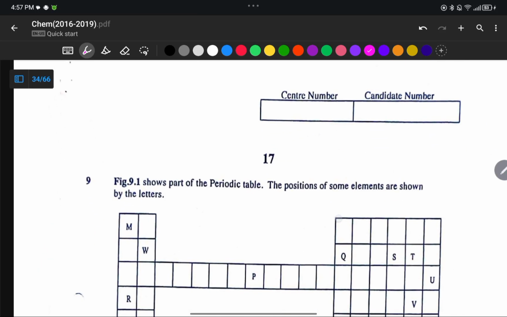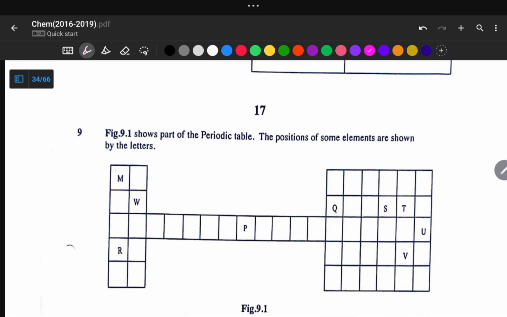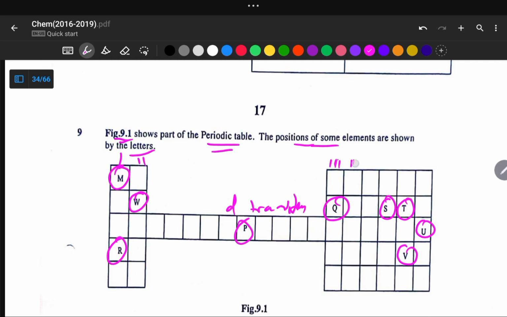And then the next part, number 9. Number 9 says Fig 9.1 shows part of the periodic table. The position of some elements is shown by the letters. So we're having M, and then W, R, P, Q, S, T, U, and then V. This one is group 1, this one group 2, this one is the D block for the transition elements, right? And then this one, group 3, this one 4, 5, 6, 7, and lastly 8, right? Are we together, guys? So this is what you need to understand from the periodic table. This one is period 2, period 3, 4, 5, and then 6, right?